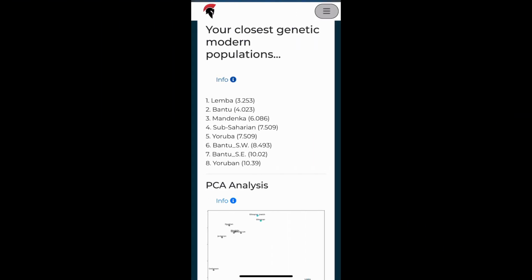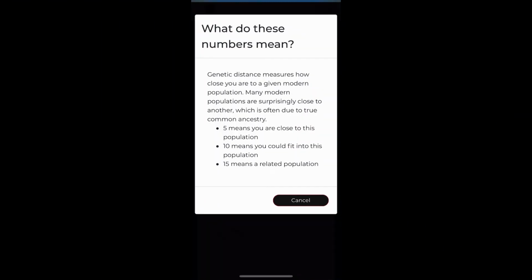This one says your closest genetic modern populations, and if we click on the info button, it says, what do these numbers mean? Again, genetic distance measures how close you are to a given modern population. Many modern populations are surprisingly close to another, which is often due to true common ancestry. So it says 5 means you are close to this population, 10 means you could fit into this population, and 15 means a related population.